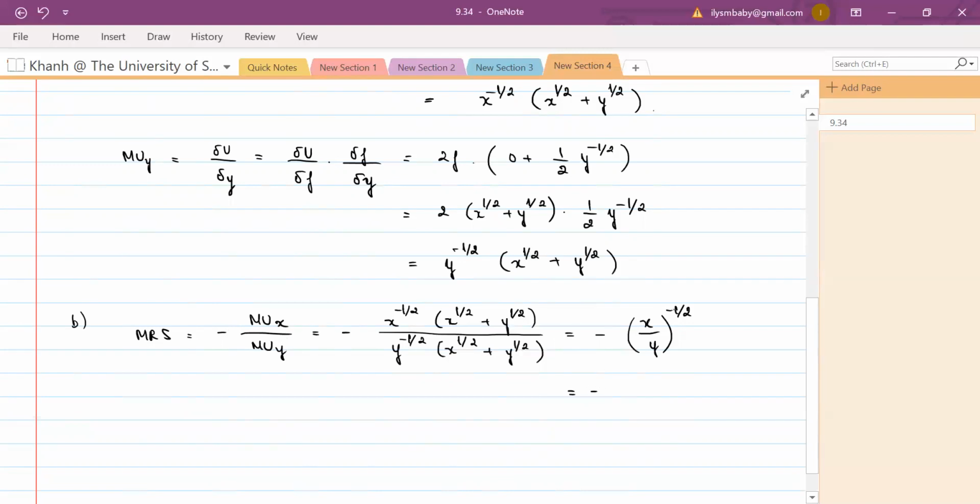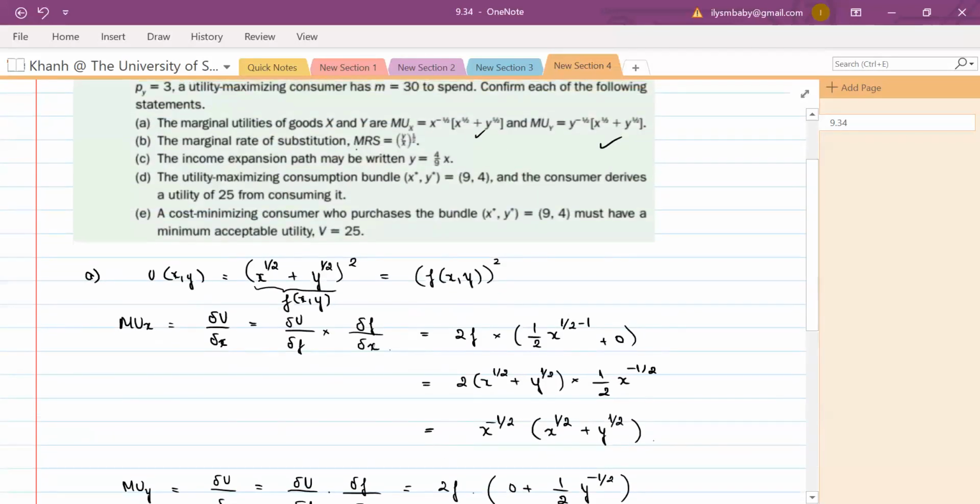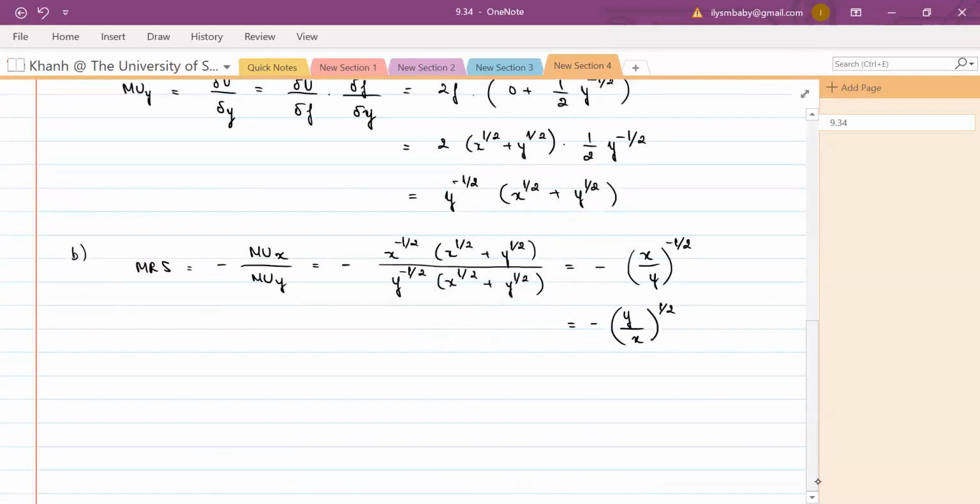And so in order to get rid of the negative sign for the half in the power, you just have to invert the ratio. So if you do it y on x, then it becomes y on x, everything to the power half, which is what the question is asking you to do, apart from the fact that it doesn't have a negative sign, but that is fine. Now the income expansion path part is asking you to find the income expansion path.